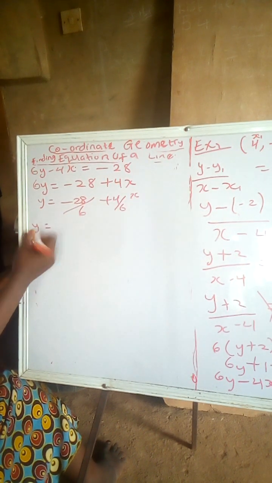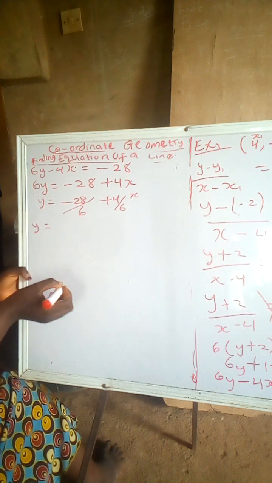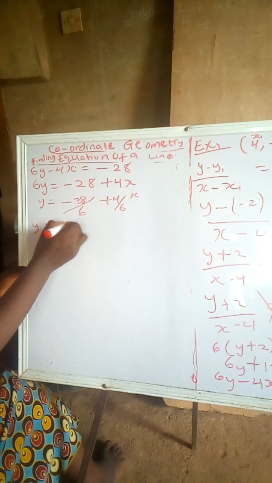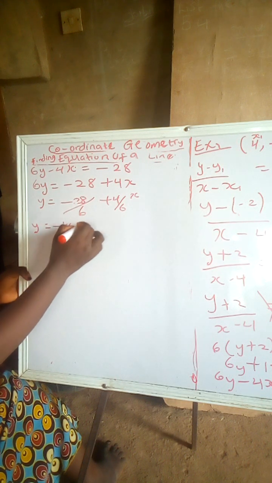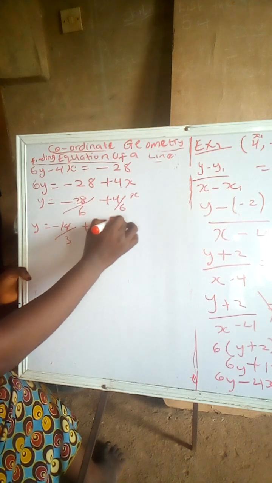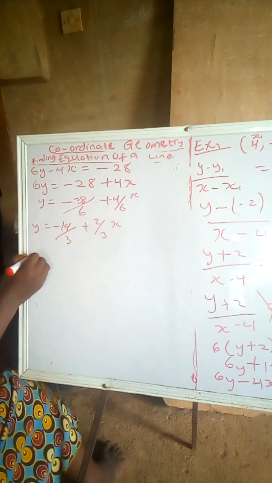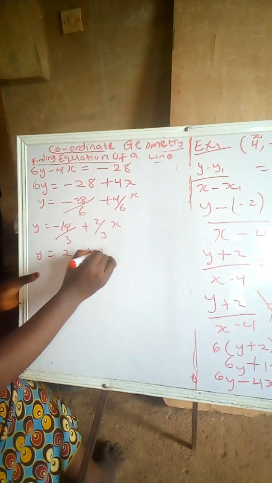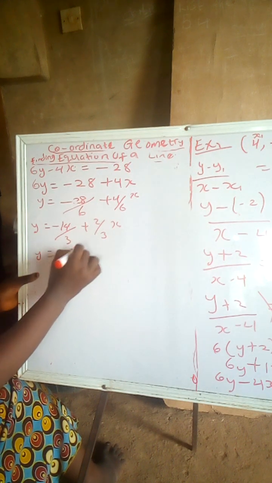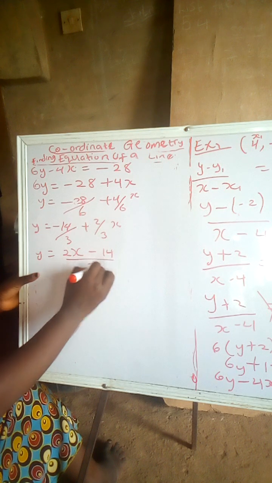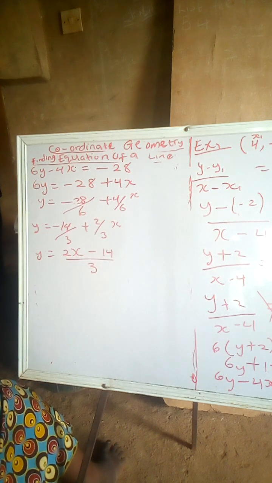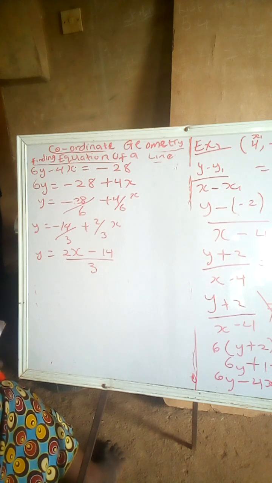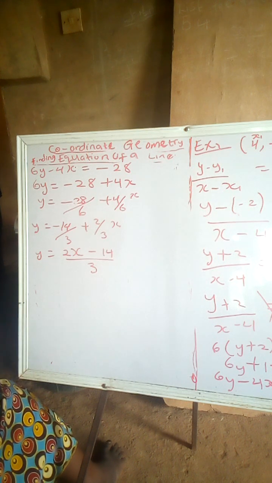So y equals, 2 in 6 is 3, 2 in this is minus 14 over 3 plus 2 over 3x. So you can simply write it as y equals 2x minus 14 over 3. This is our equation of the line. And that is our final answer.